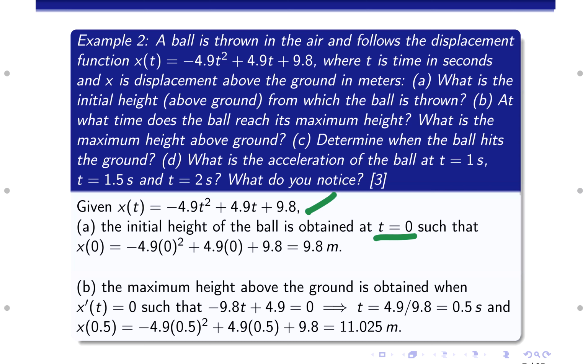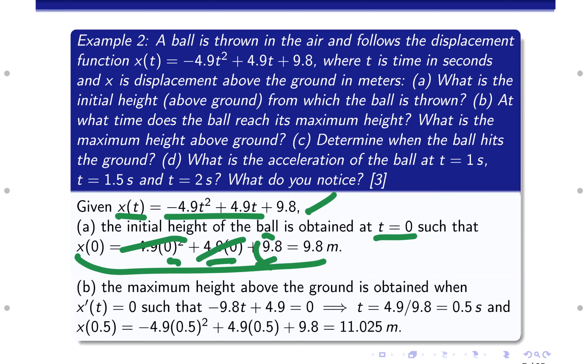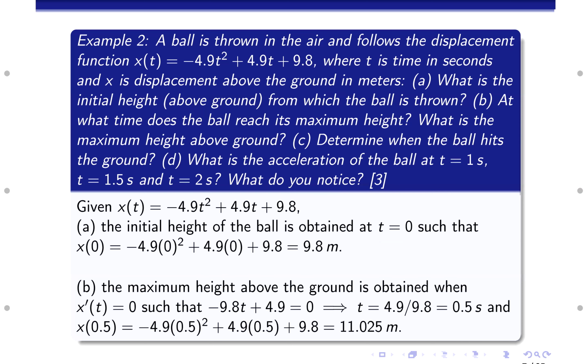So in that case, just substitute t equals 0 in the expression. You have x of 0 equals minus 4.9 times 0 squared plus 4.9 times 0 plus 9.8. So anywhere you have 0, it goes away, and you have only this 9.8 left. So it means that the ball was projected from a height of 9.8. And because that happened at time t equals 0, you obtain that by substituting 0 into the displacement function. The second question wants to find out the time at which the ball reaches its maximum height.